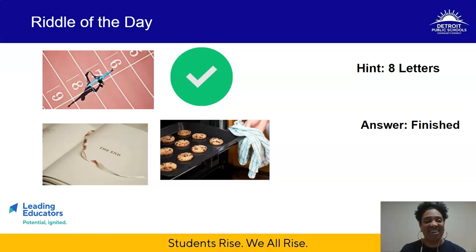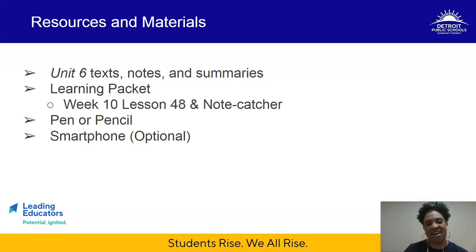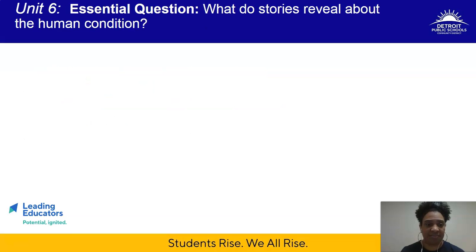So moving on so that we can get finished for today, let's make sure we have our resources. You need the Unit 6 text, notes, and summaries, and you need your learning packet turned to Week 10, Lesson 48, and the note catcher. A pen or pencil and a smartphone or mobile device is optional if you'd like to access any of these texts digitally.